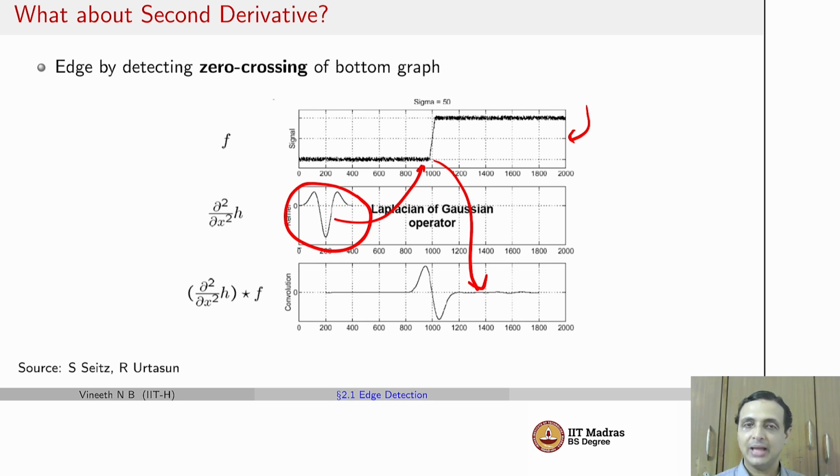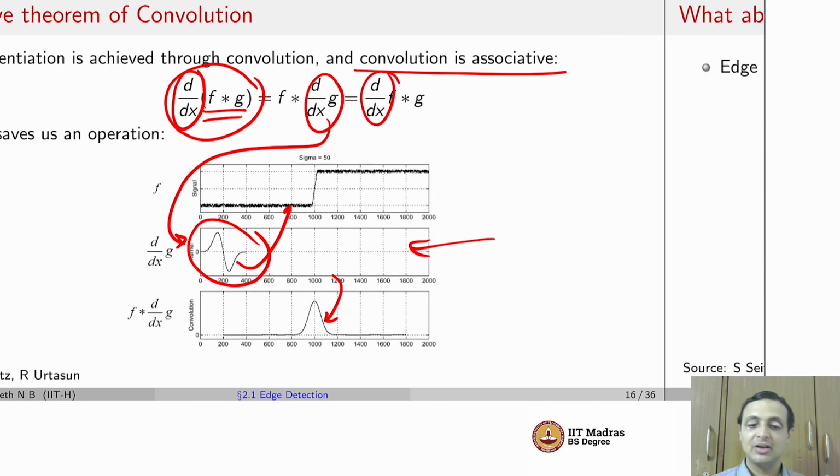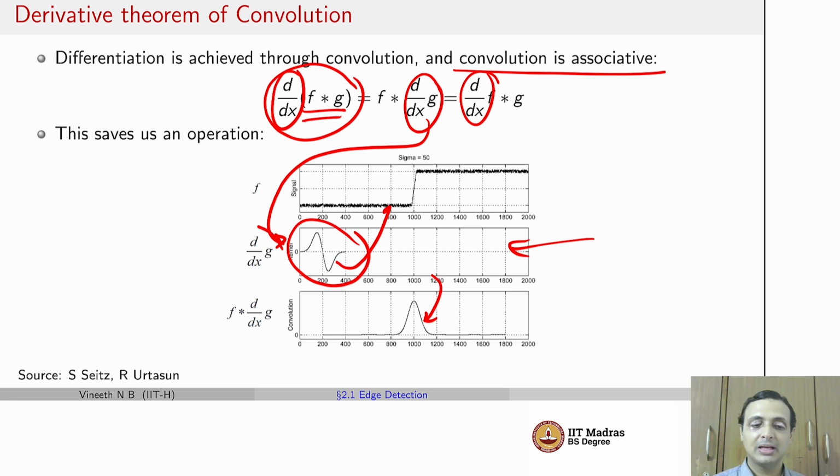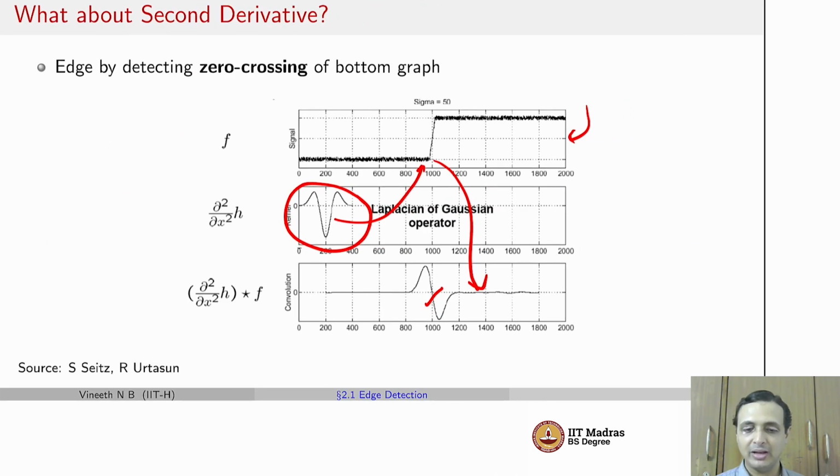And this time the edge is located here. Remember in the earlier case when we used the gradient of the Gaussian filter, we found that the edge was peaking here, right? At the 1000th reading there is where the edge was peaking. But if you apply the Laplacian of Gaussian, you find that at 1000 you actually get the value to be 0.